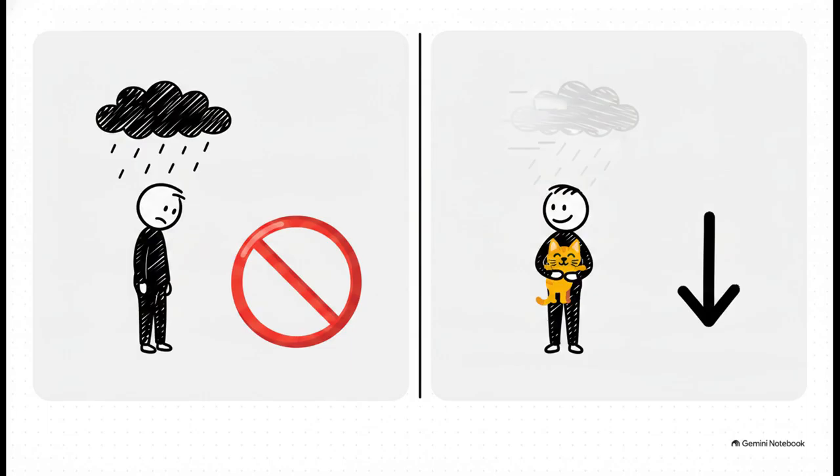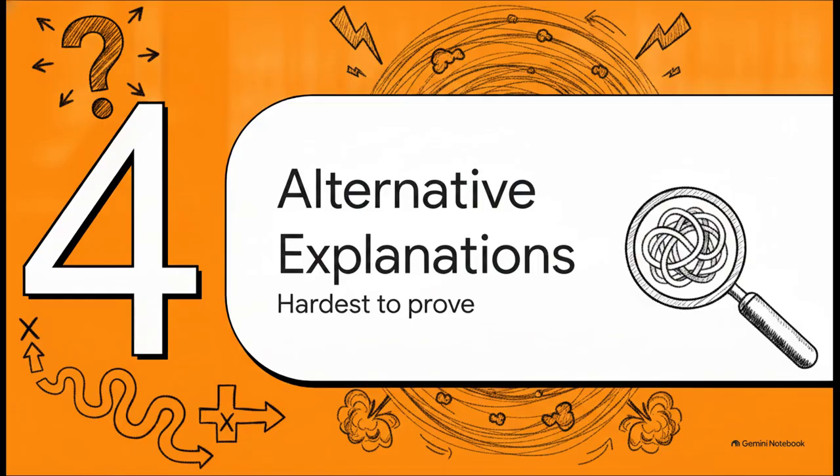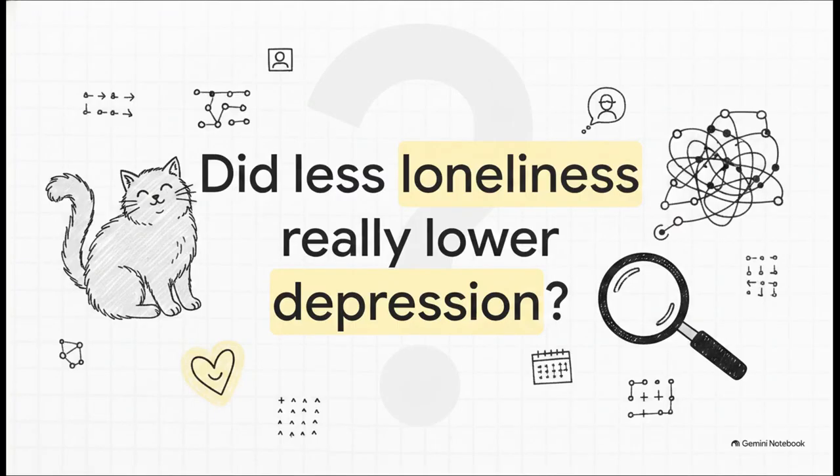Case closed, right? Part 4, Ruling Out Alternative Explanations. This is the hardest criterion to prove. Yeah, not so fast. This is exactly where the plot twists. And honestly, it's where most scientific claims stumble hard. We have to stop and ask ourselves, was it actually the decrease in loneliness that lowered the depression? I really want to challenge you here to look beyond that obvious connection. Think critically, like a true investigator. What else changed in that person's life the exact moment we handed them a cat?